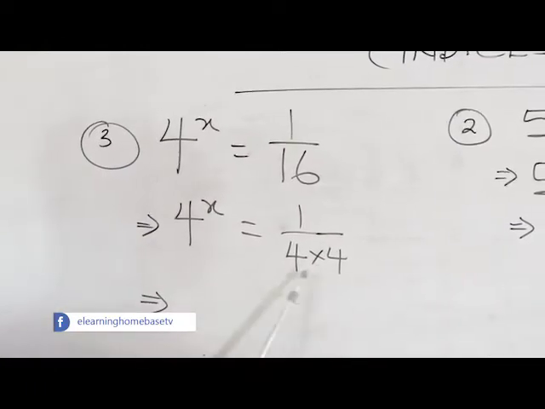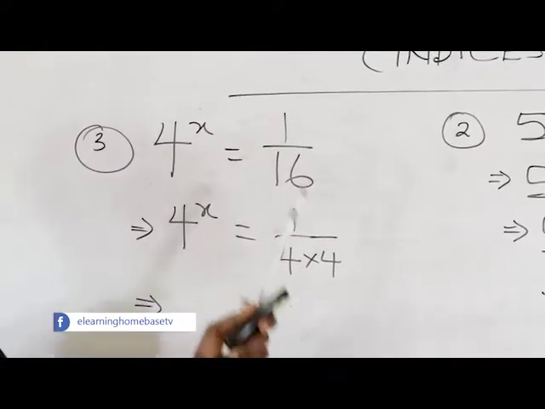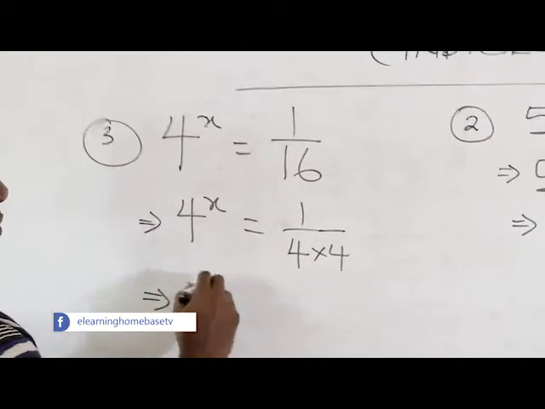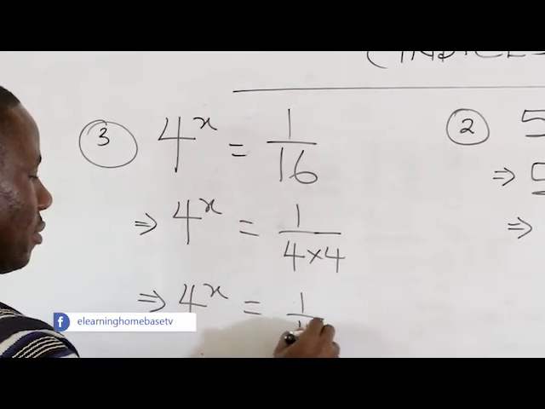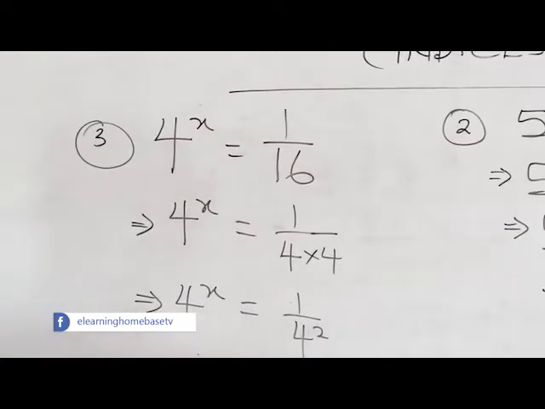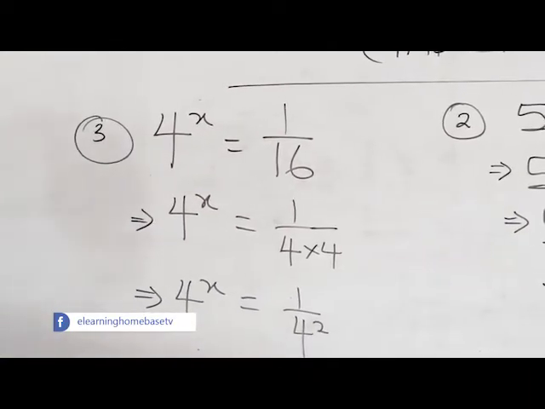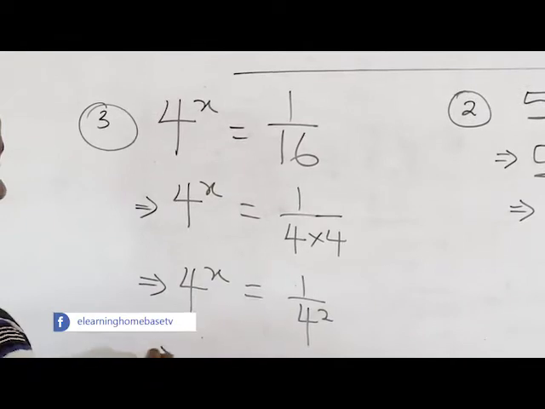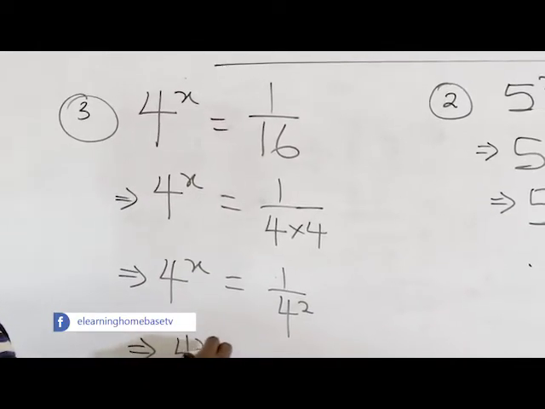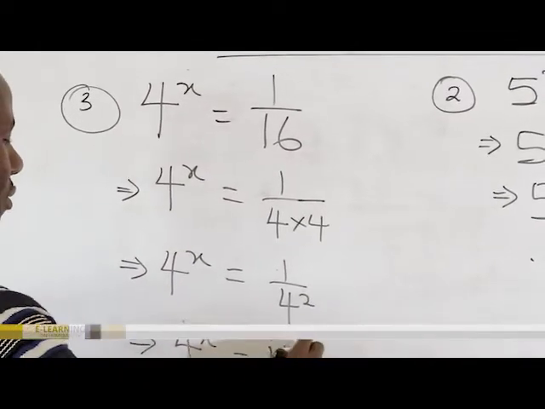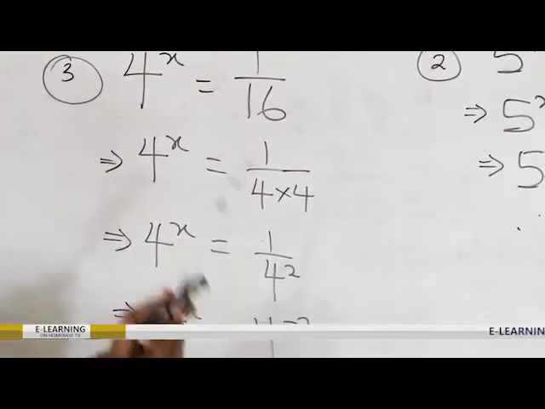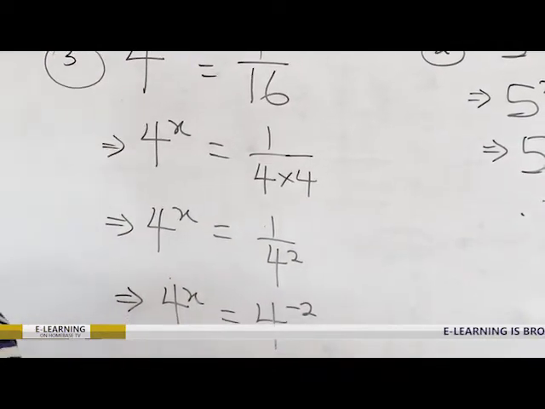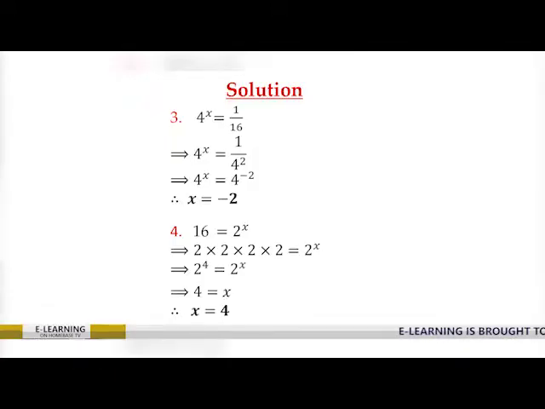so 4 exponent 2. That's on the right. Then from here, are the bases the same? Yes. Equate the exponents. x comes to negative 2. That's the final answer.